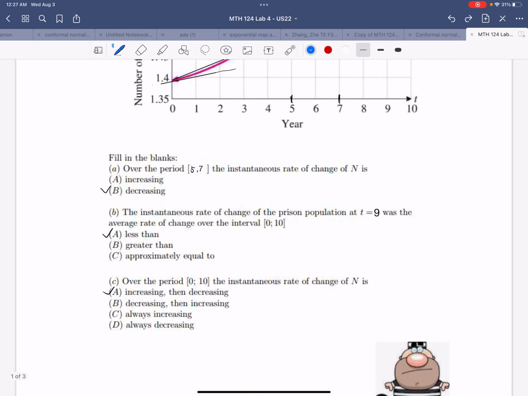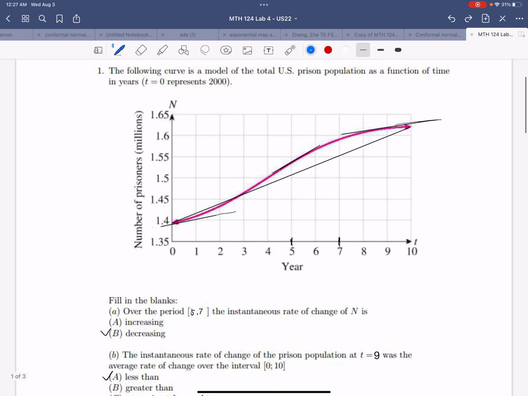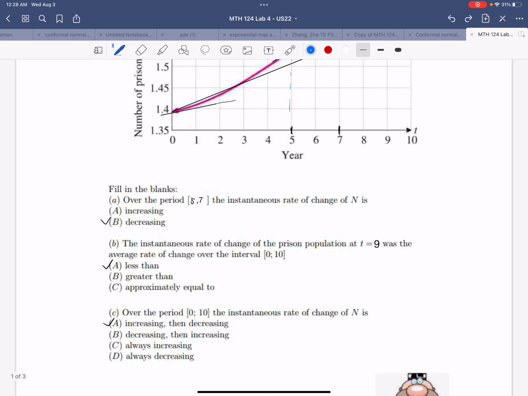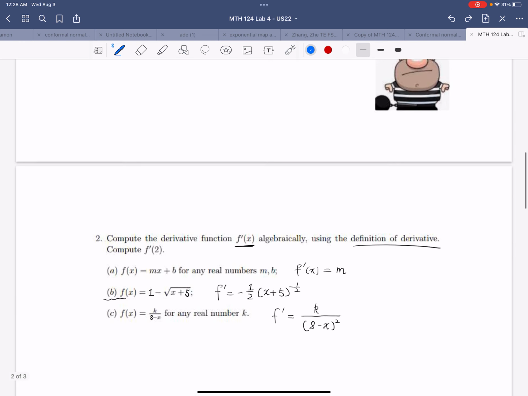The third part says over this whole period, how will this derivative change? If you take several samples, you will see that the derivative changes increasingly up to 5, and then changes decreasingly from 5 to 10, right? So first increasing, then decreasing. So that's the first question.